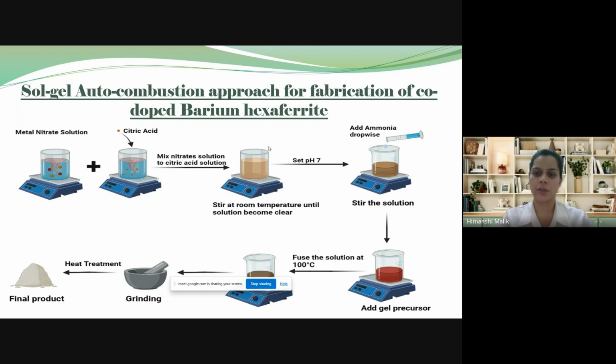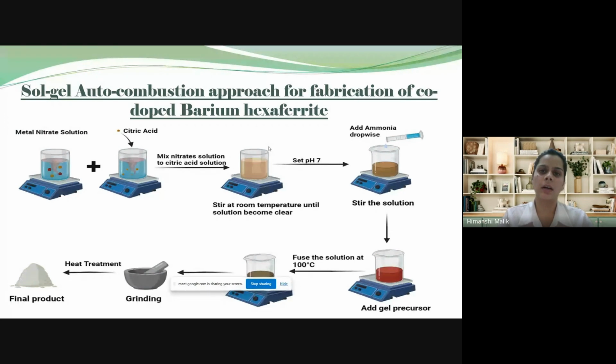In the process of gel formation, we stir the solution at 100 degrees Celsius for 30 to 40 minutes. After that, when the gel is formed, an ash-like structure is made, and this structure was collected and then ground. This ground material we use for the calcination. And after the calcination, we finally get our materials for the further characterizations.